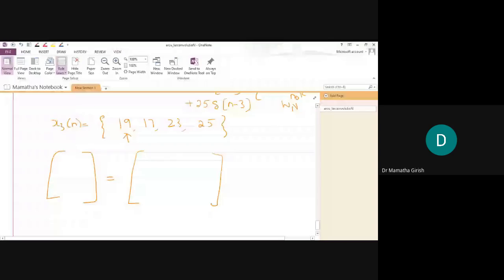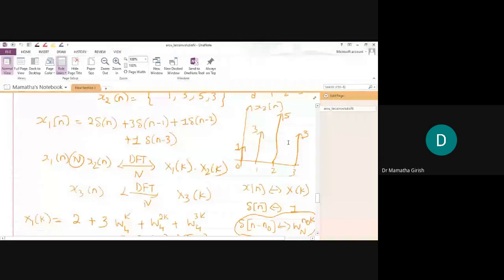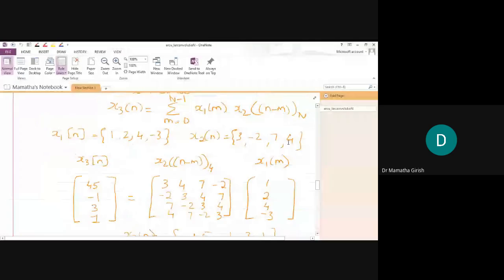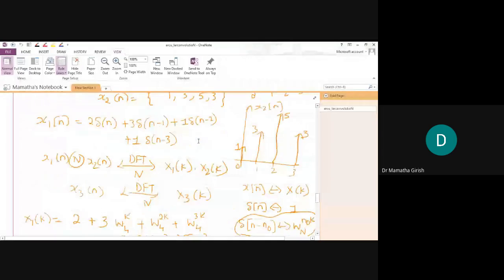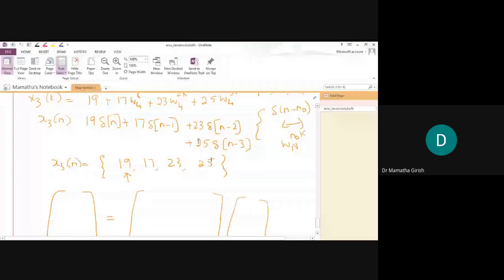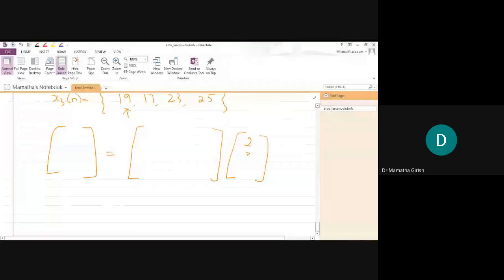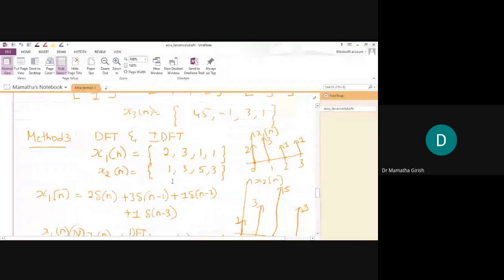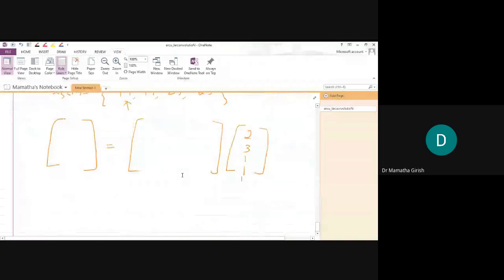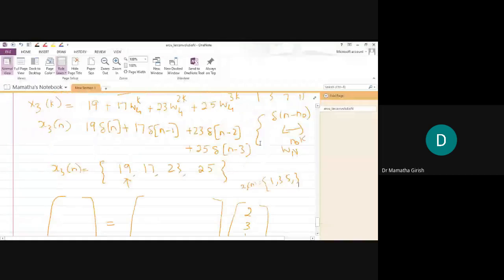Just for verification. What was the x1 of n? Where was the sequence? 2, 3, 1, 1. So write down quickly, it's 2, 3, 1, 1. I have to just get back my original sequence. So what is x2 of n? 1, 3, 5, 3. So please note that x2 of n was 1, 3, 5, 3. Am I right? Just cross check once, it should not be wrong.